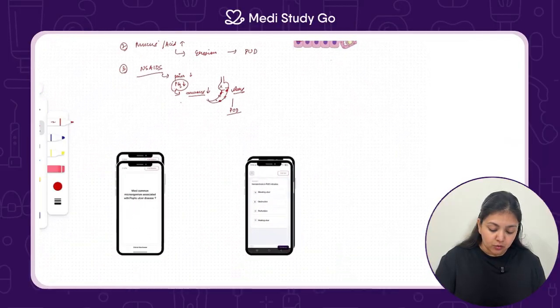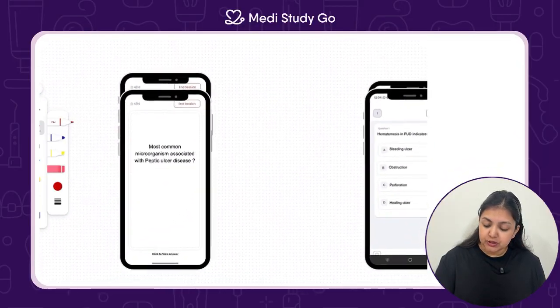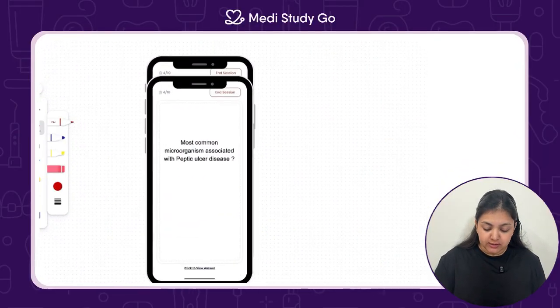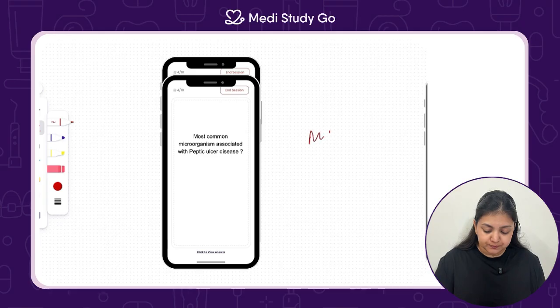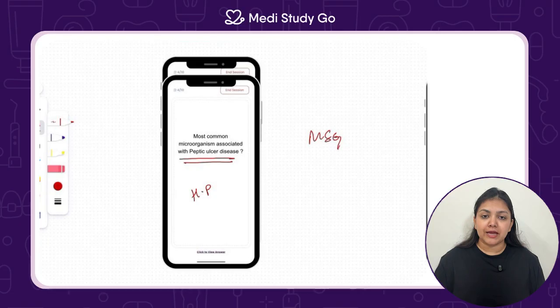And before I leave you guys, I'm going to give you 2 questions as we always do. The first is a flashcard, and you can solve many more flashcards like these on our app by MediStudy Go. The flashcard is: most common microorganism associated with peptic ulcer disease. I'm sure we'll never forget this answer. It's H. pylori.